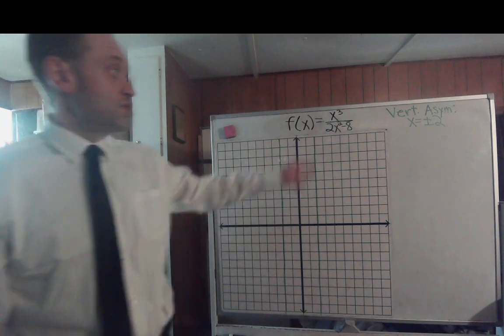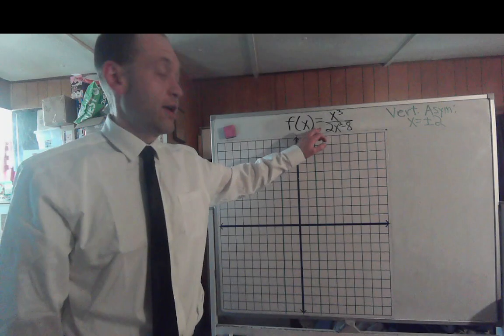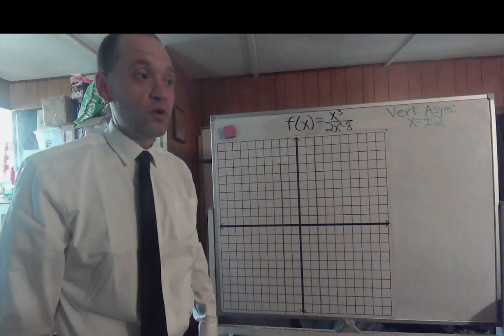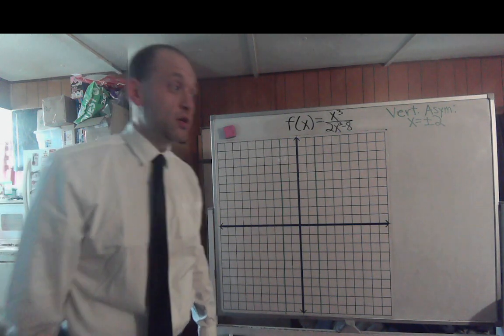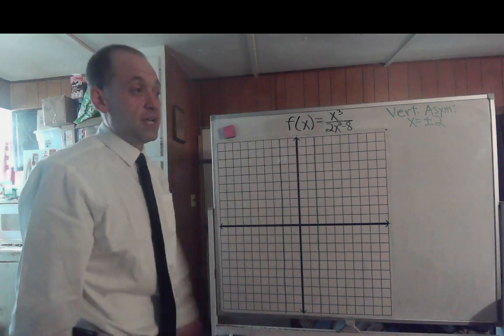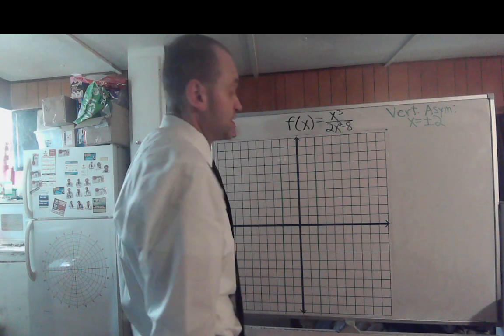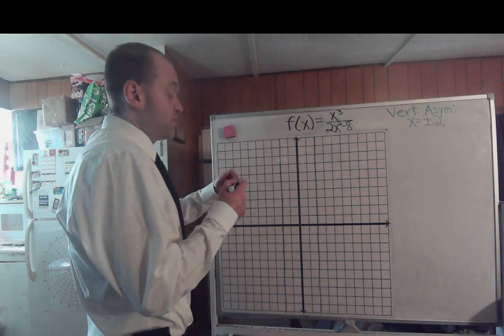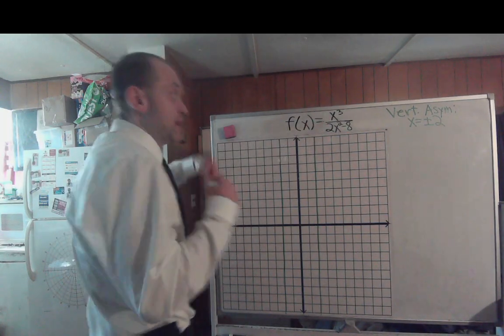If the degree of the numerator was more than 1 degree greater than that of the denominator, you wouldn't even have a slant asymptote. You might only have vertical asymptotes or no asymptotes at all. That is possible. Like if this were 2x squared plus 8, you wouldn't have any vertical asymptotes. But in order to find the slant asymptote again, let's do that long division.